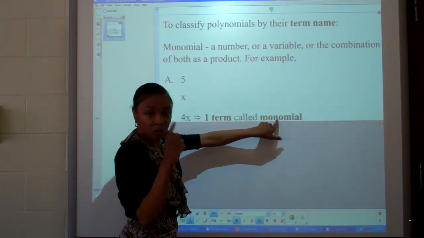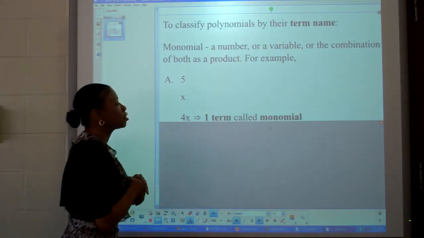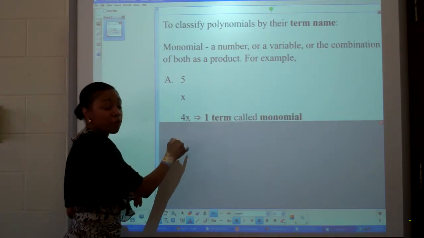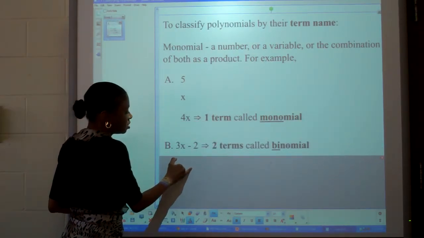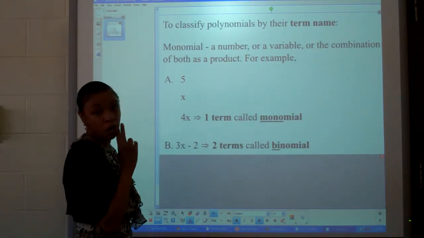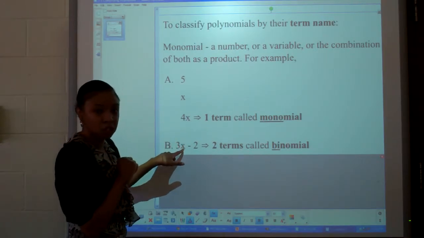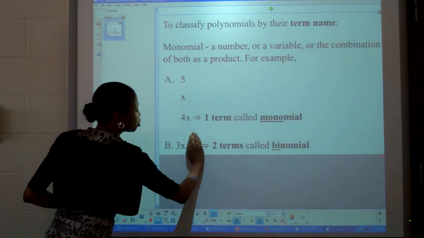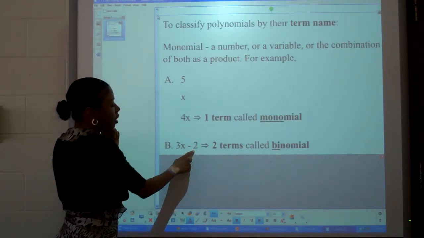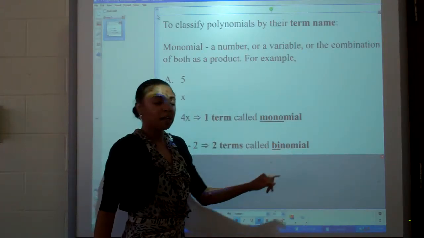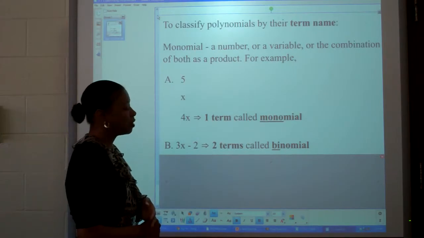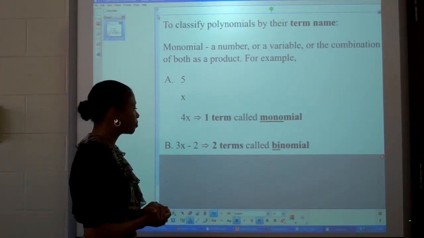Monomial is mono, meaning one term. So one term here will be called a monomial. If I have an expression that says 3x minus 2, 3x minus 2 has two terms. The first part of the expression is the 3x. And again, if this was just 3x, it would be called a monomial because there's one thing there. We have 3x minus 2. Two terms is called a binomial. Bi meaning two. So we have two terms in this particular polynomial.